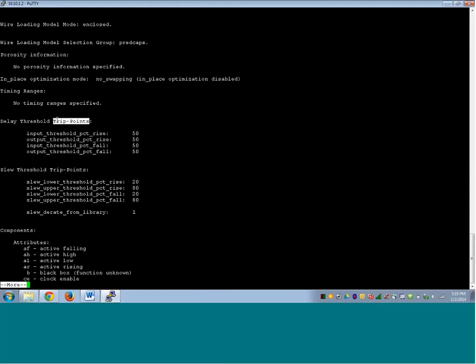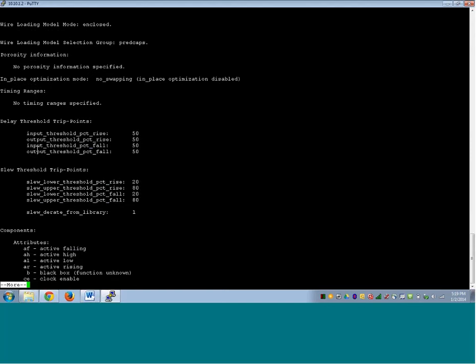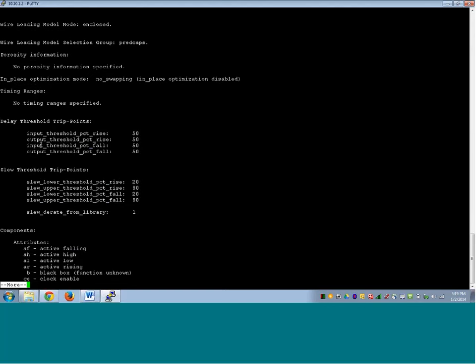Now there was hardly any text in the library, I mean the variable names, there was no comment on them. Here DC will also tell you the comment. So what does this mean? Delay threshold trip points. So input threshold percentage rise, output threshold percentage rise, and so on. I have already explained this.